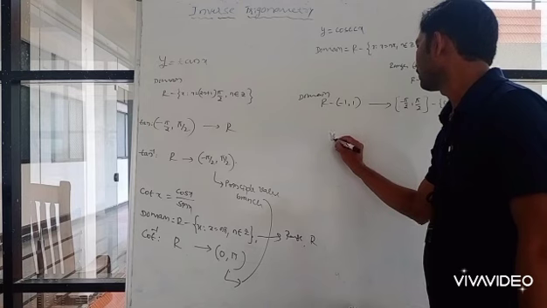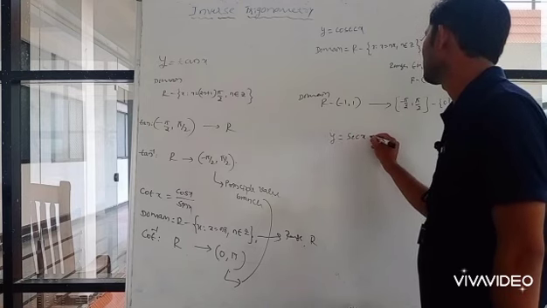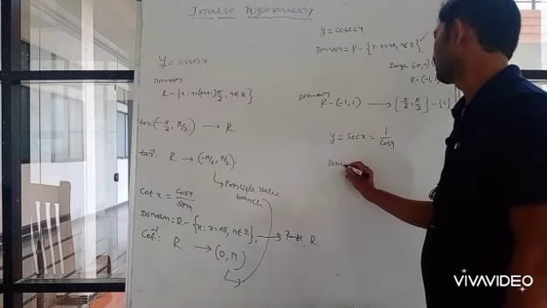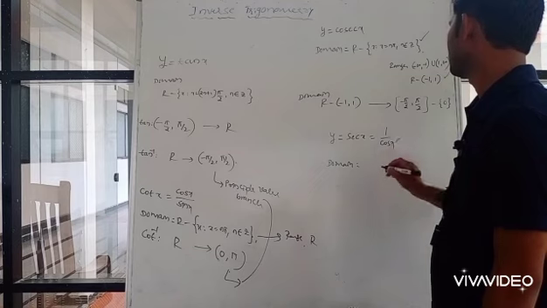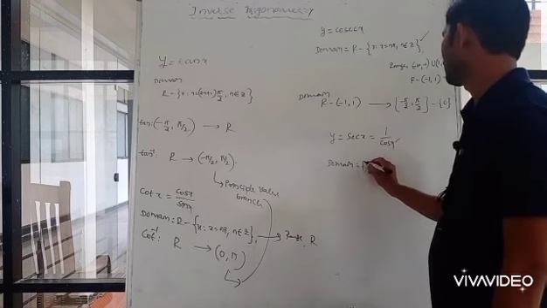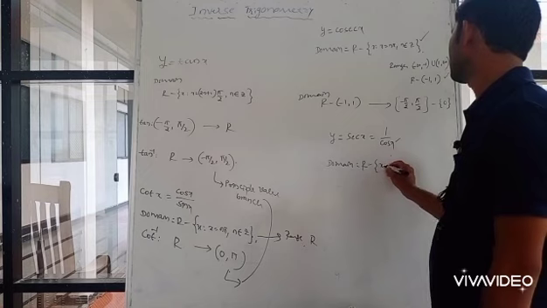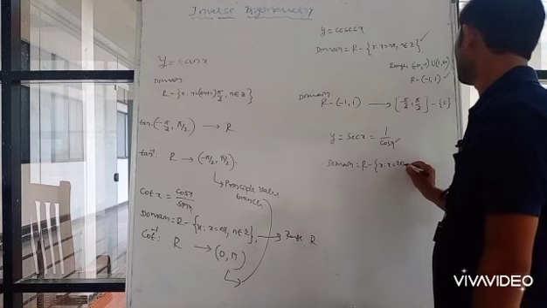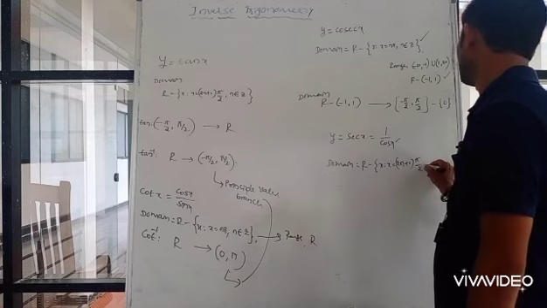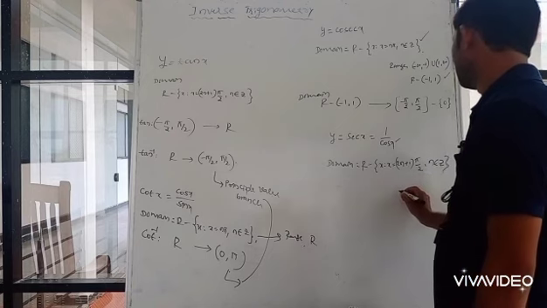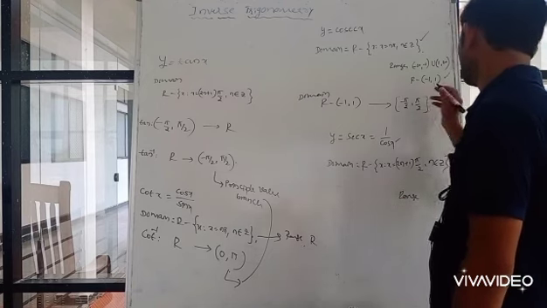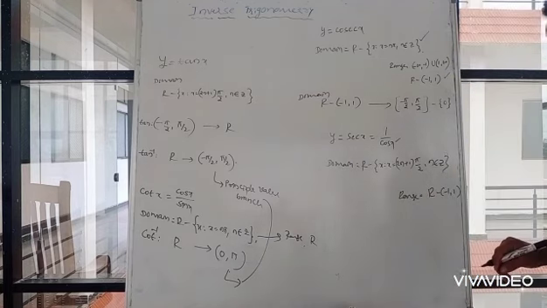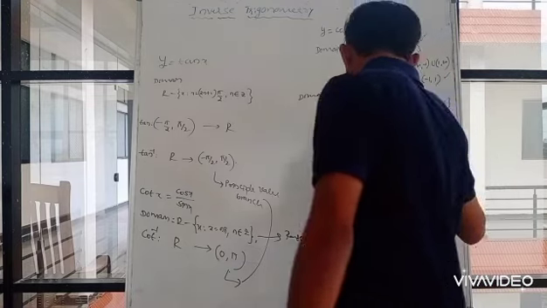Similarly, for y is equal to sec x, sec x means 1 by cos x. We know the domain. Domain means what all values we can substitute for x, except x an odd multiple of 90 degrees, x is equal to (2n plus 1) into pi by 2, where n belongs to Z. Then the range is the same, R minus of minus 1 to plus 1.